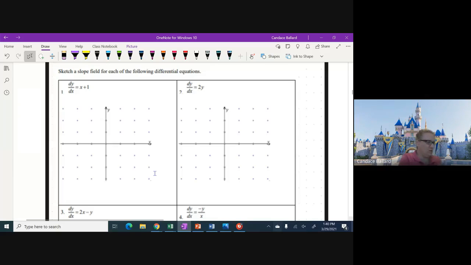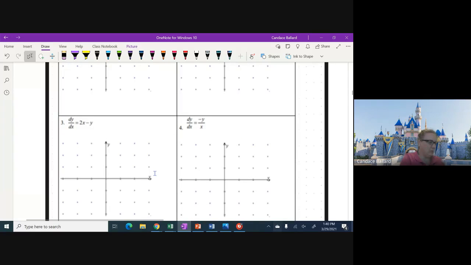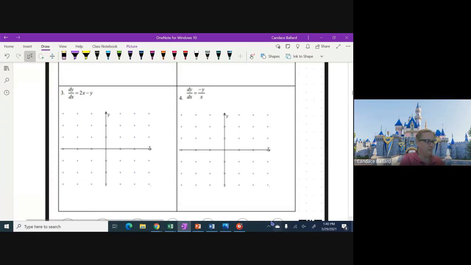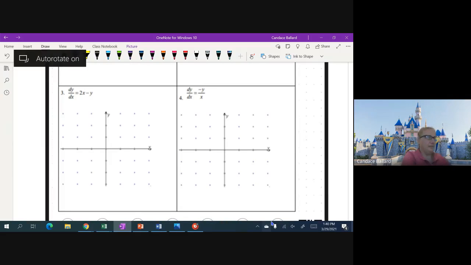Let's do number 3, okay? Because it's a little bit more complicated than 1 or 2. That sounds okay to you? All right. So what I'm basically going to do is start picking x and y values until I find a pattern, and then I can graph from the pattern. All I'm doing is literally drawing a picture of the slope.